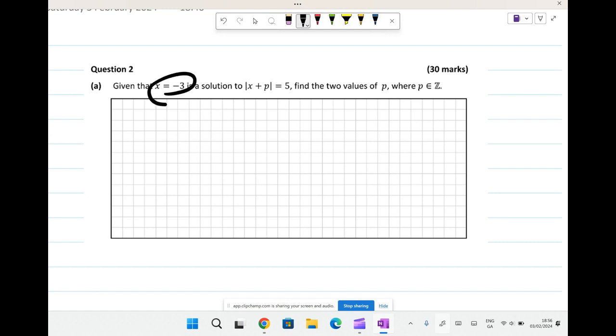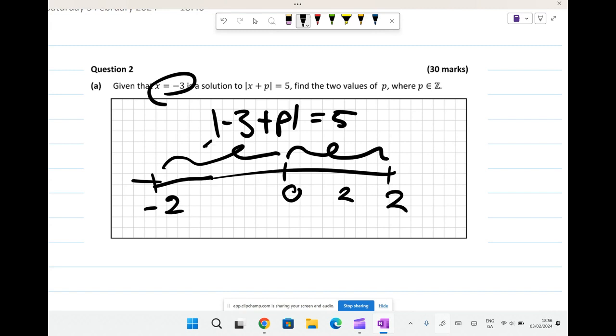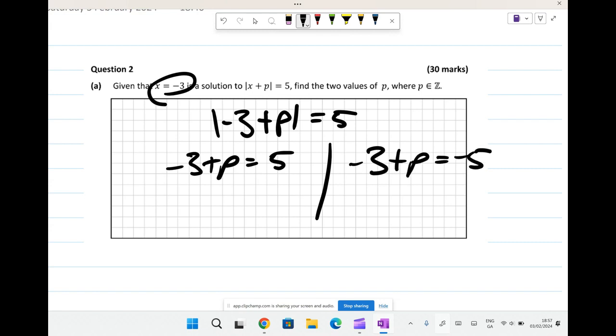We know that x equals 3 is the solution, so everywhere we see x, we're going to sub in 3. So absolute value of 3 plus p is equal to 5, and we want this to be true. When we're talking about absolute values, we know that there's a hidden minus sign, because we're thinking about the number line and distance from the origin. So if this is 2, this is also 2. The absolute value of minus 2 and 2 are the exact same thing. And so here, that means that 3 plus p is equal to 5, or it's equal to minus 5.